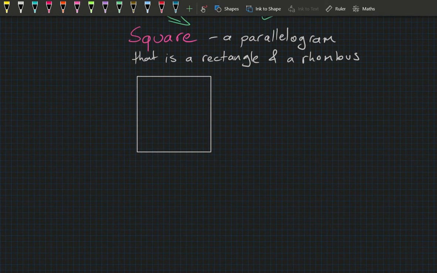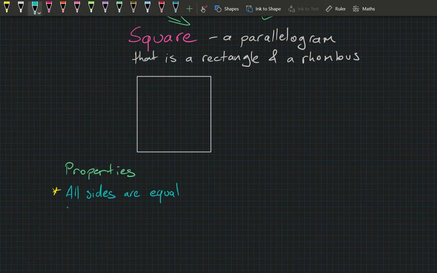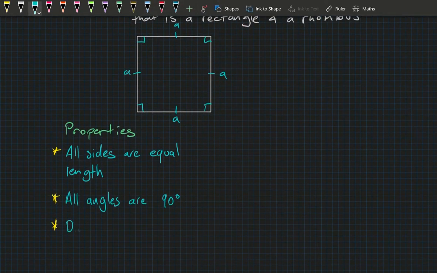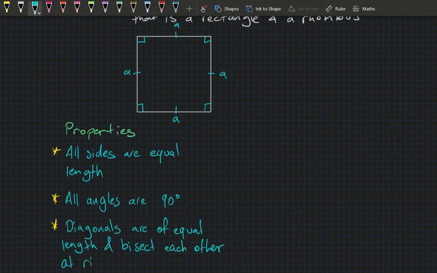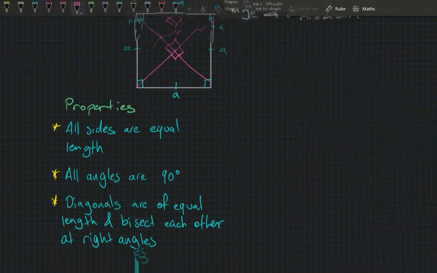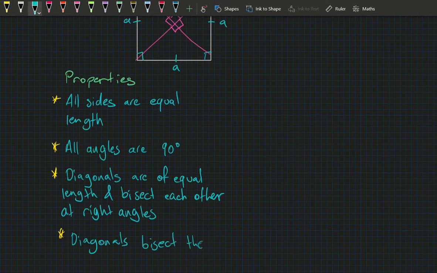And even though the square might be something that you've defined as its own thing in the past, it really is just a rhombus that is also a rectangle. So it will inherit all of those properties. And that is that all sides are of equal length, all angles are 90 degrees, diagonals are of equal length and bisect each other at right angles, and that the diagonals bisect the interior angles.